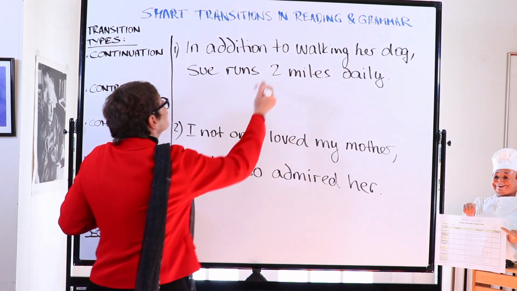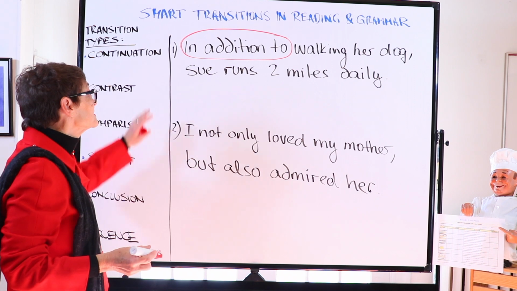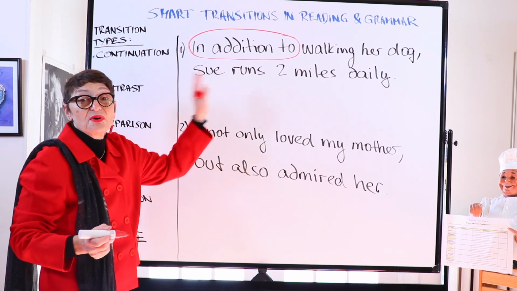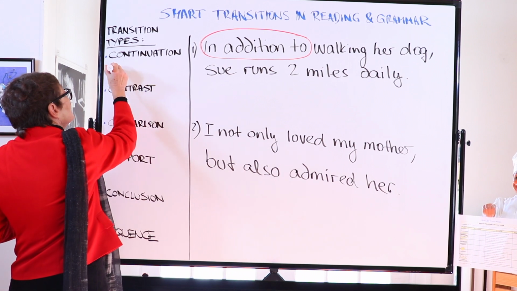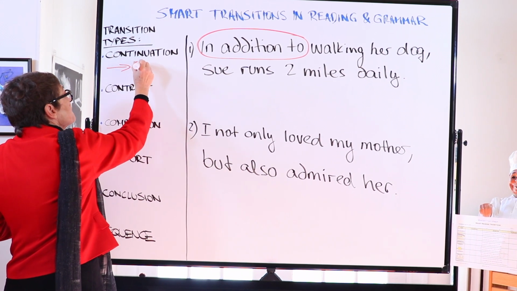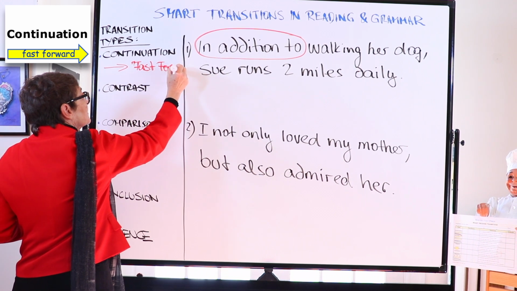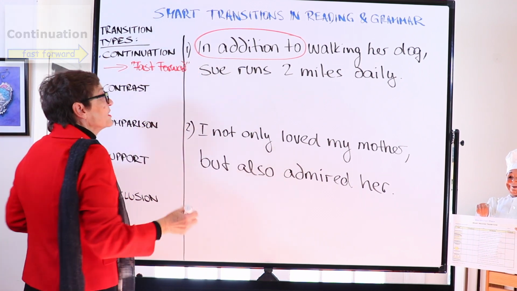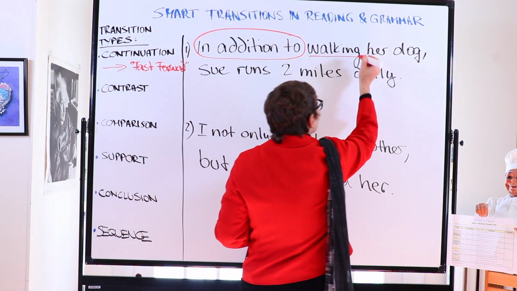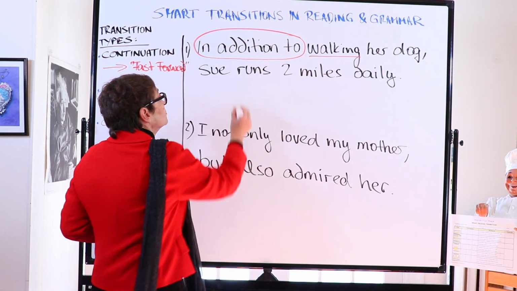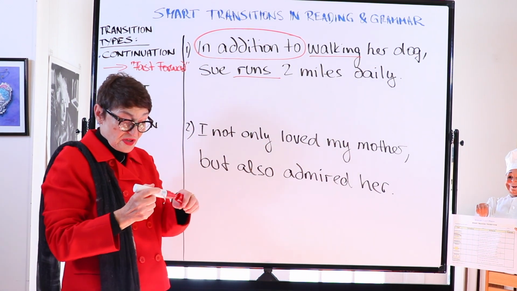So, in addition to is clearly a continuation transition, because in addition to tells you there's more of the same stuff. We call that in addition to is like a fast forward button. There's nothing new here, it's just more of the same stuff. Well, in addition to walking her dogs, Sue runs 2 miles daily. So there's a lot of exercise.